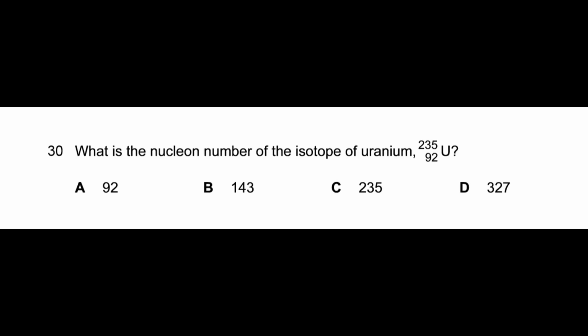Okay, the last question of this video asks, what is the nucleon number of the isotope of uranium 92-235? You need to know what a nucleon number is. Nucleon number is the sum of the number of protons and neutrons. It is also called the mass number. So in uranium, 235 is the mass number. That means its nucleon number is 235. So Charlie is the correct answer for this question.